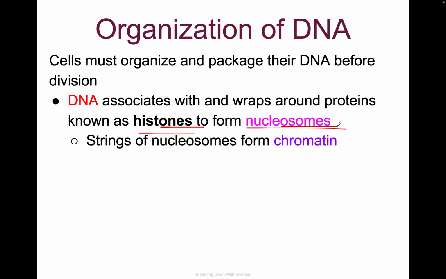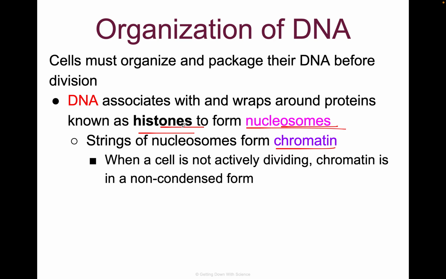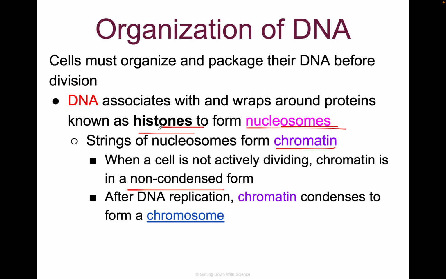A string of nucleosomes forms what we call chromatin. So again, we have stranded DNA. It wraps around histones to form nucleosomes. Strings of nucleosomes are called chromatin. When a cell is not actively dividing, chromatin is in its non-condensed form. So we don't have to condense it. It's just kind of hanging out willy-nilly when a cell is not actively dividing.